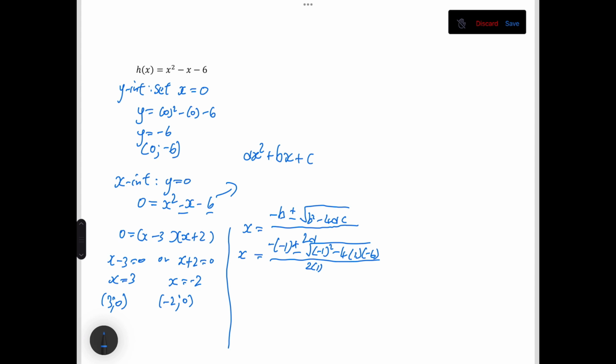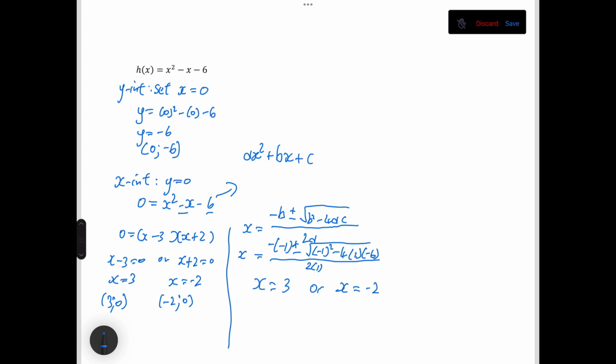And then x is equal to 3, or x is equal to -2. And there we go, and that's how easy it is. Now these are our intercepts. So now we apply the intercepts to the graph itself.